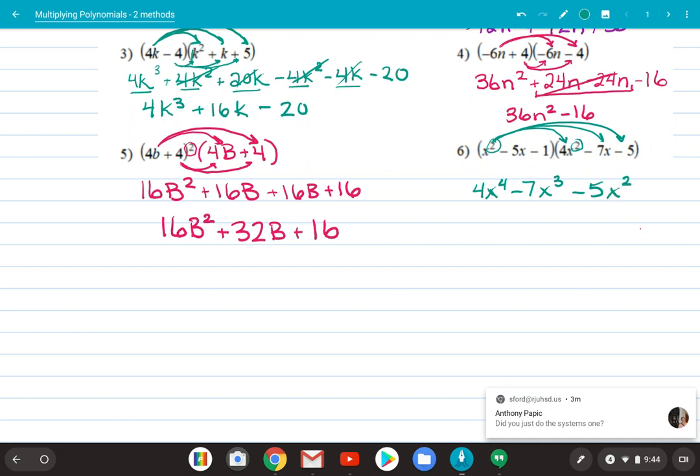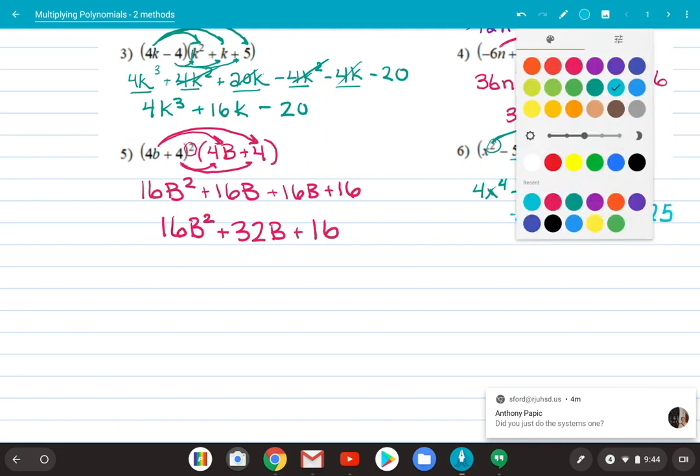Now I'm going to, just because it's a little bit trickier to do, whoops, not that color. There we go. I'm going to then do the second one, doing it to every one, okay? So -5 times 4, -20x cubed. -5 times -7, it's going to be plus 35x squared, because x times x. And then -5x times -5 is 25.